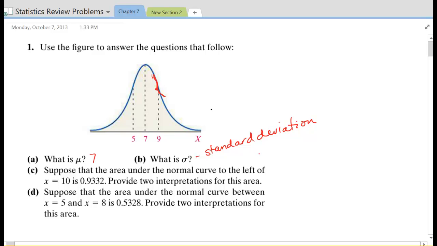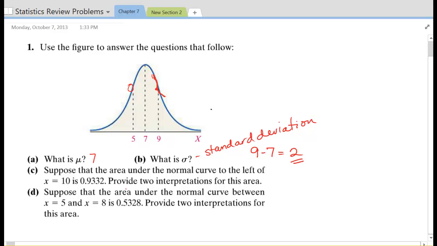So our sigma is just the distance from 9 to the mean, or 2. So the standard deviation is 2. You could also do that to this point of inflection. So the difference between 7 and 5 is also 2.